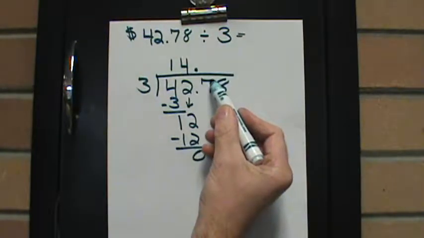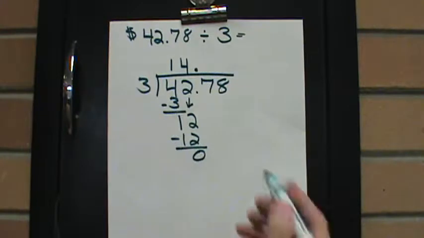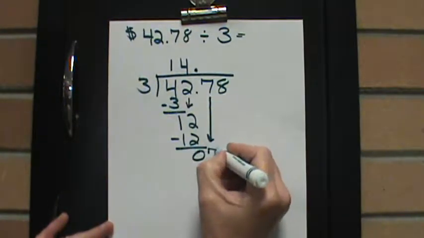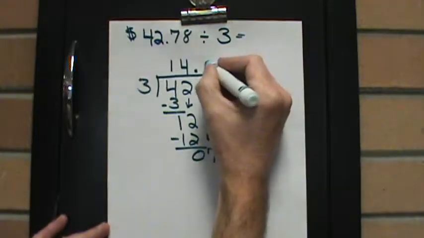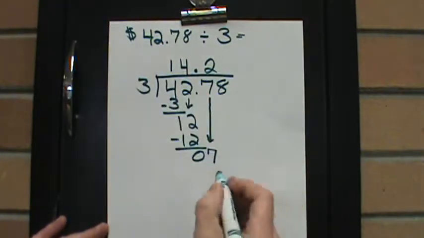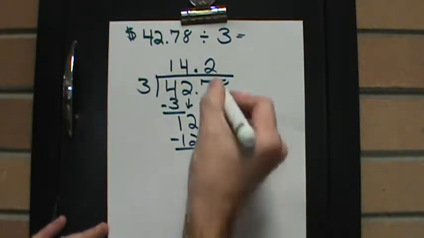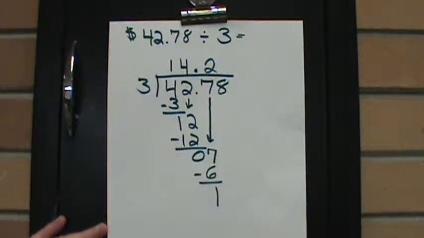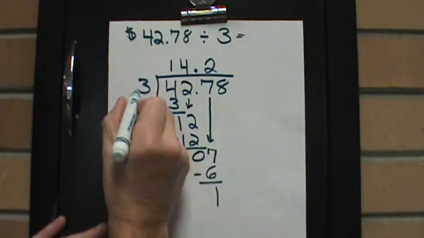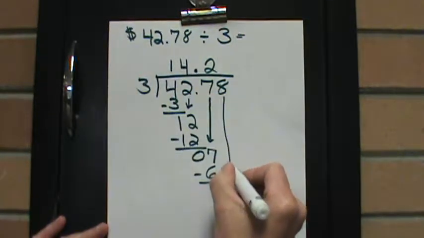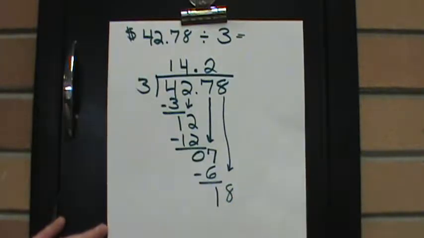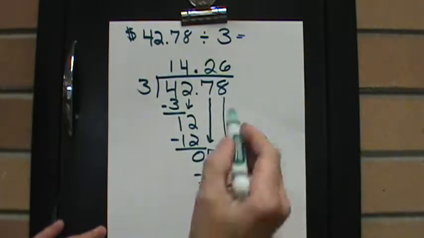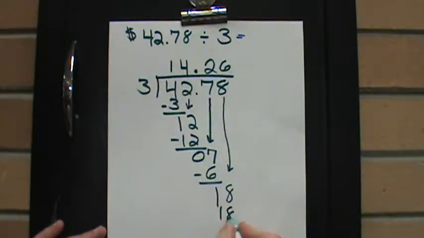But we can't stop because this is money and we still have numbers that we have to divide. So we're going to carefully bring down our 7. 3 into 7 will go 2 times. 2 times 3 is 6, and if you subtract, you end up with 1 as a partial remainder. That's good because it's less than 3. So bring down the 8, and now we have 18. 18 is a multiple of 3. It will go in 6 times. 6 times 3 is 18, and we now have a terminated decimal.